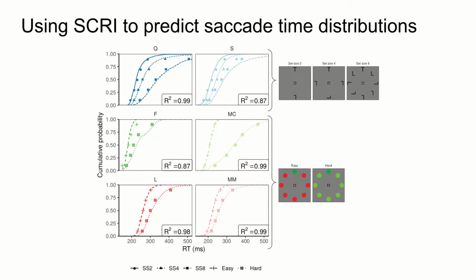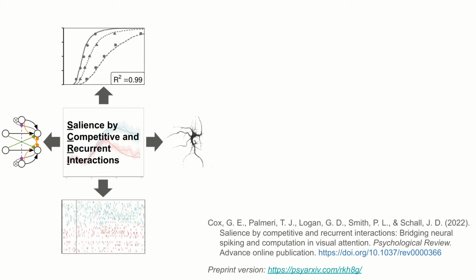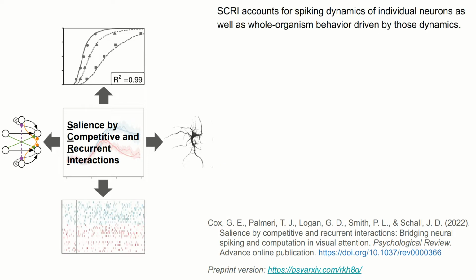Because FEF visual neurons drive the movement neurons that produce saccades, SCRI also explains in quantitative detail how set size and similarity affect saccade behavior. Here, the points are quantiles of the saccade response time distributions produced by different monkeys in this task. Smooth lines are the saccade timing distributions produced by the model. In summary, SCRI accounts for the momentary spiking activity of individual neurons as well as the whole organism saccade behavior driven by those neural dynamics.